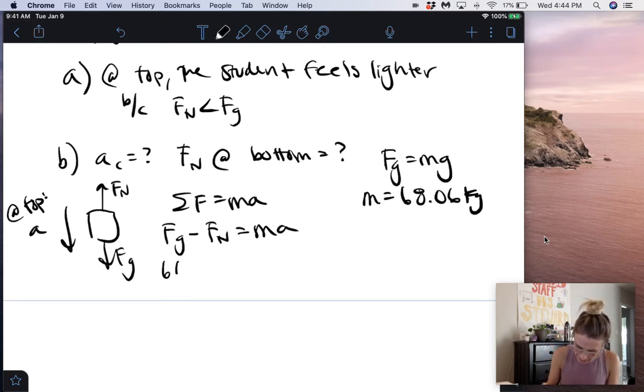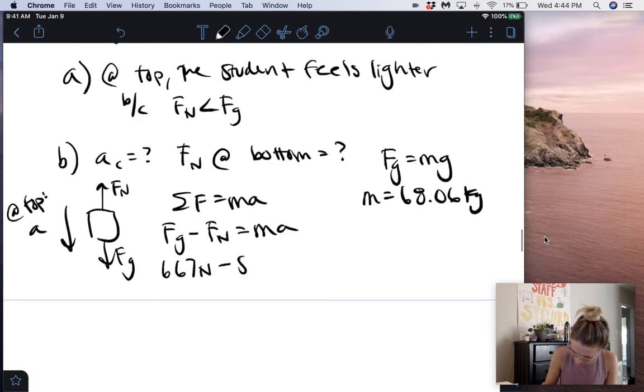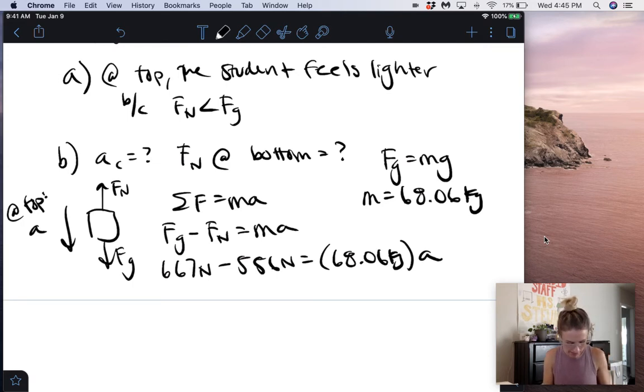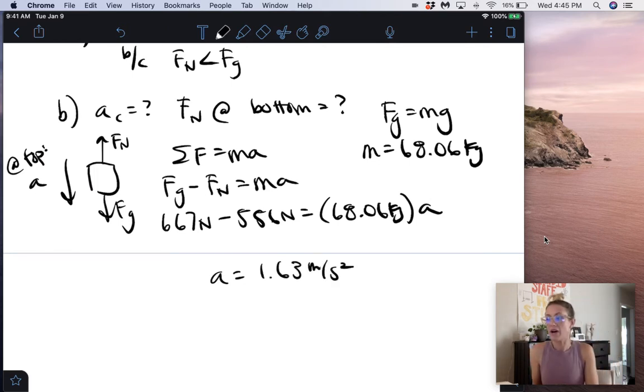I get 667 newtons minus the normal force at the top, which was 556 newtons, equals the mass of the student, which was 68.06 kilograms, times acceleration. So 667 minus 556 divided by 68.06, we get an acceleration of 1.63 meters per second squared.